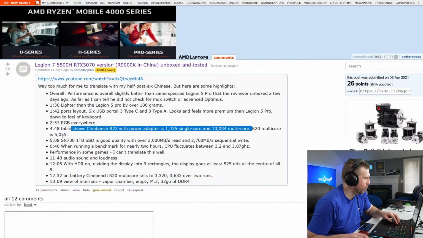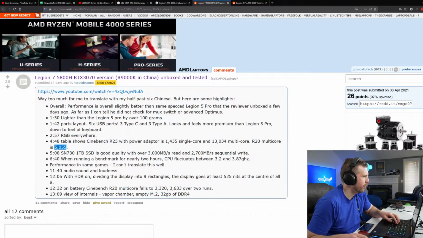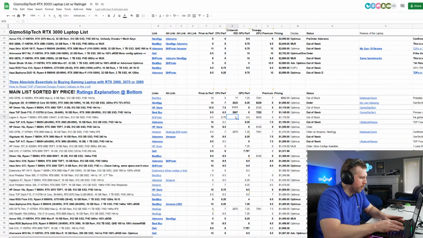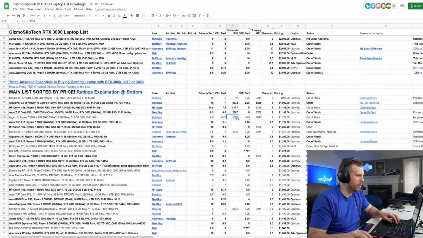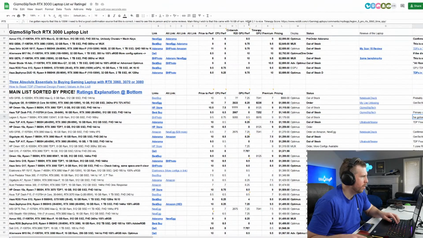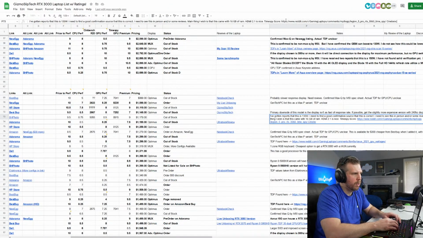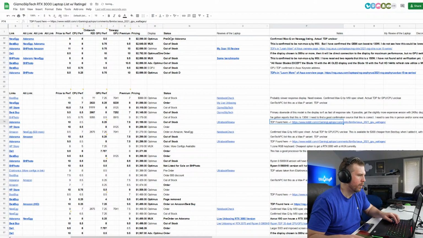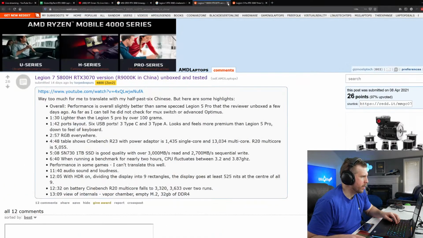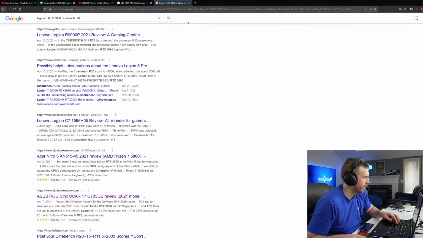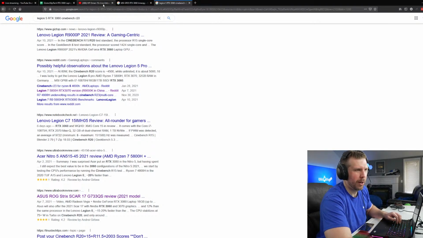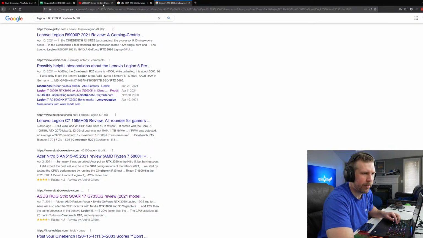5800H R20 multi-core is 5055. Okay, very nice. 5055, all right. And we're going to need to put this link in here. Cinebench, boom. There's no way I can reliably say that this is an accurate benchmark because I didn't do them. But I'm trying to find them and also link to sources so that people can at least know where I found the number.